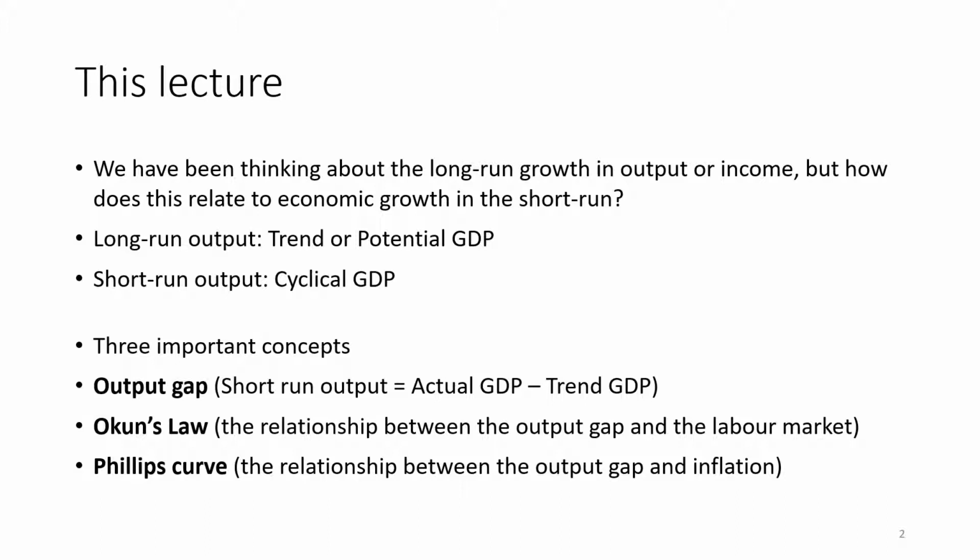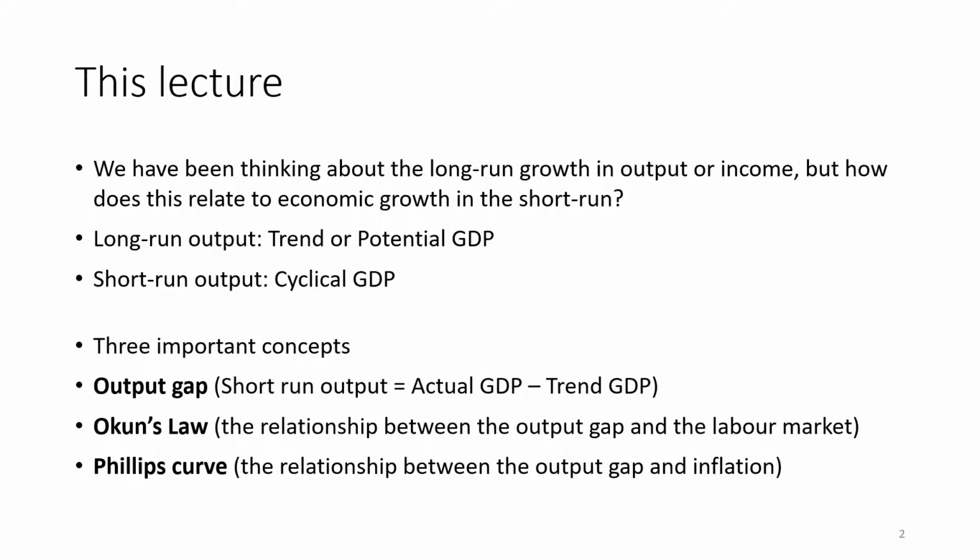In our next teaching block, our focus is going to be on the short-run level of output, and this is going to look at the cyclical movements in gross domestic product around this long-run trend or potential level. Before we do so, there are three important concepts I'd like to introduce to you now. The first is something called the output gap, which is a measure of how actual output or actual GDP deviates from this long-run potential or trend level.